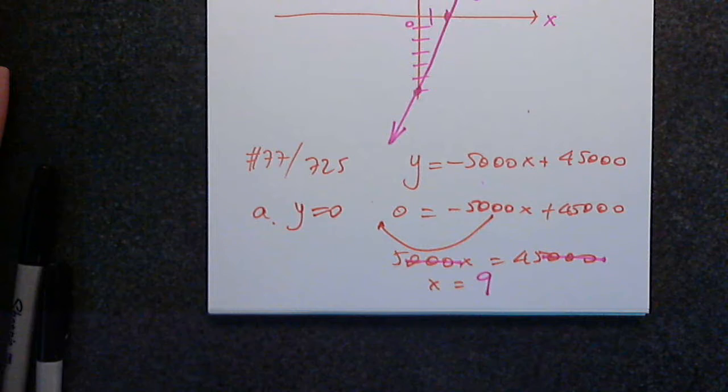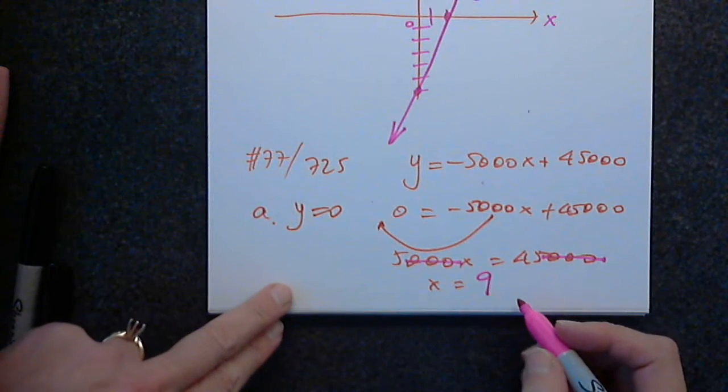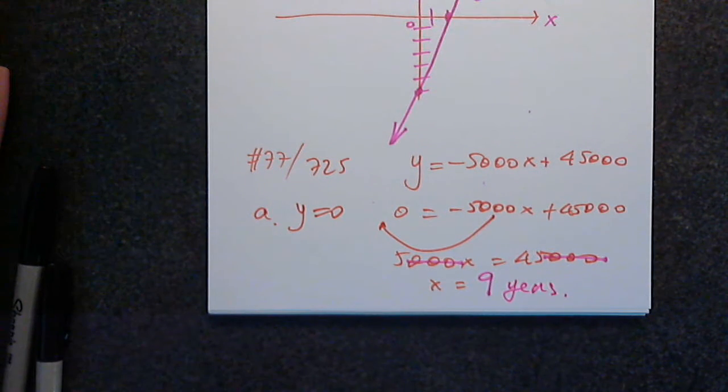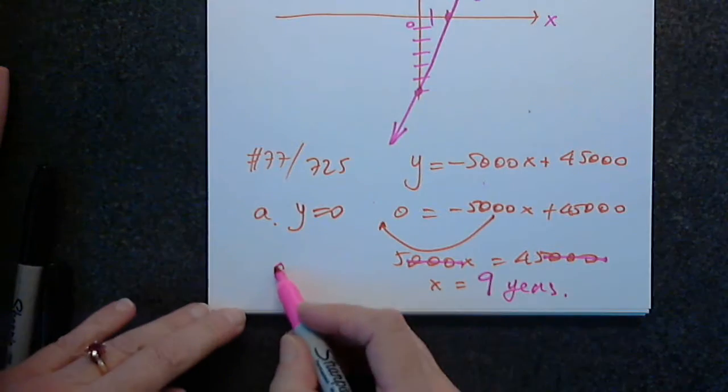So here, what does this mean? X equals 9 what? Years. Yes. So now let's identify what it means. It says when y is 0, x is 9. Yes, the ordered pair is (9, 0). But what does it mean?